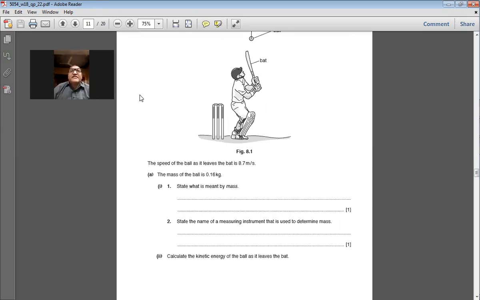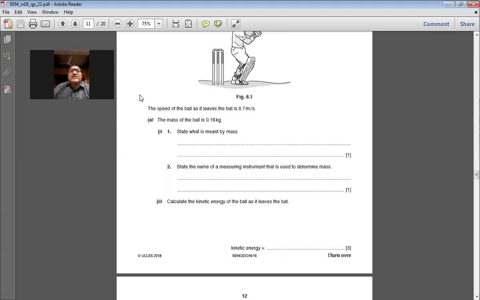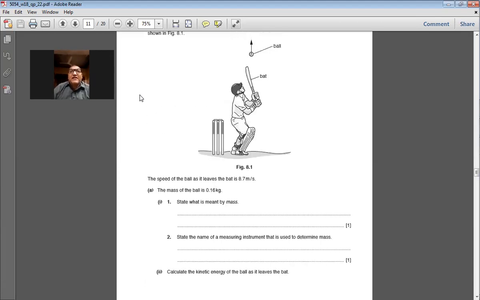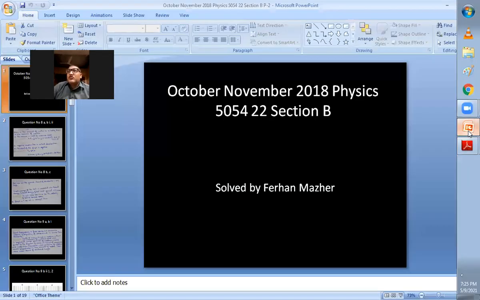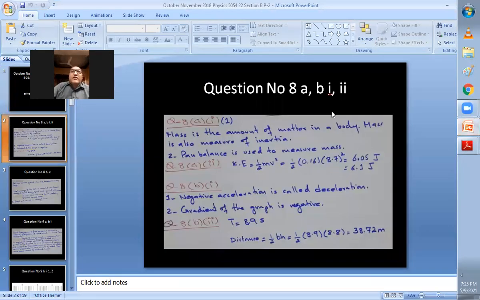The next question is, calculate the kinetic energy of the ball as it leaves the bat. The formula for kinetic energy is 1/2 mv square. It's a 3-mark question. We know the mass of the ball is 0.16 kg, and the speed of the ball is 8.7 meters per second. Apply that formula, do this calculation, you will get the answer. I've done this on paper. Let me show you my work.